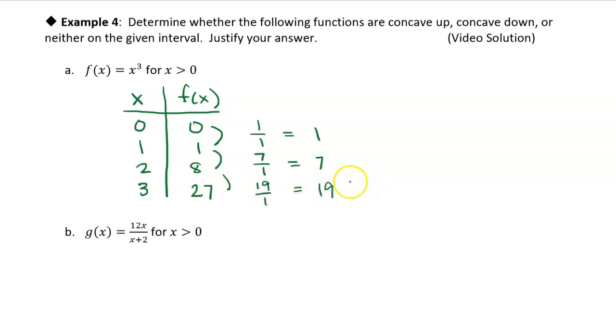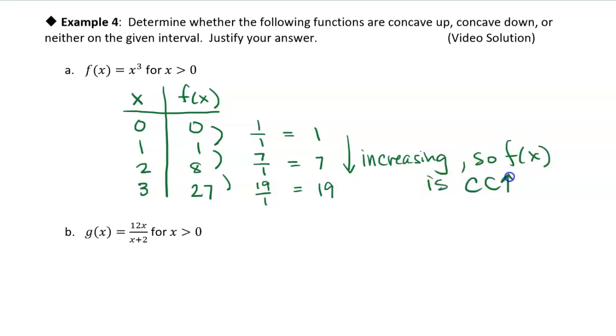Okay? So it looks like the average rate of change is increasing. The average rate of change is increasing, so it's concave up. All right, let's take a look at the next function.